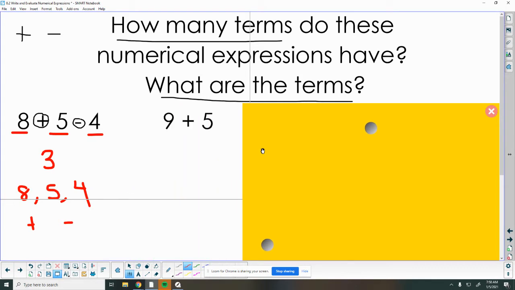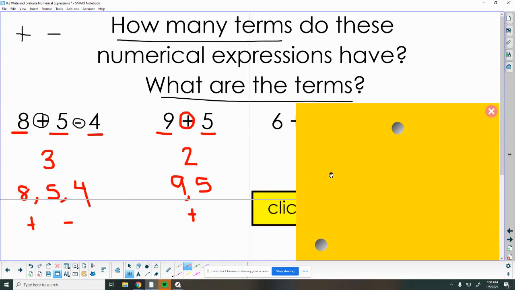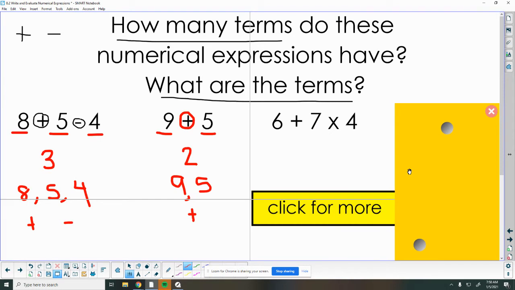So let's go ahead and try this one. Write down how many terms, and then what are the terms and how did they get those? I can see my plus sign here. I like to circle those so I can see each side of them. So the terms, we have 2 total. They are 9 and 5. And to get those 2 terms, they were added together.